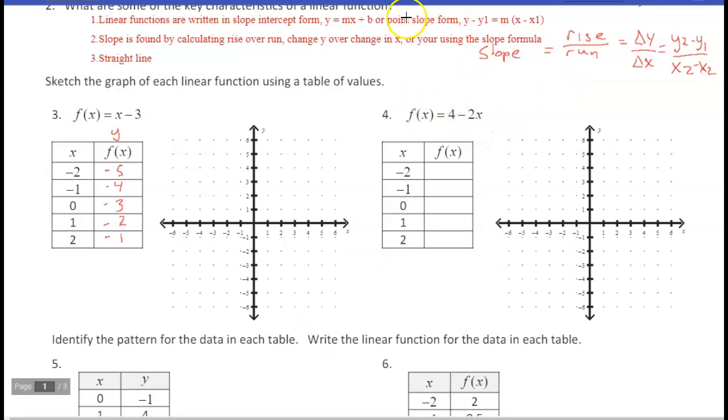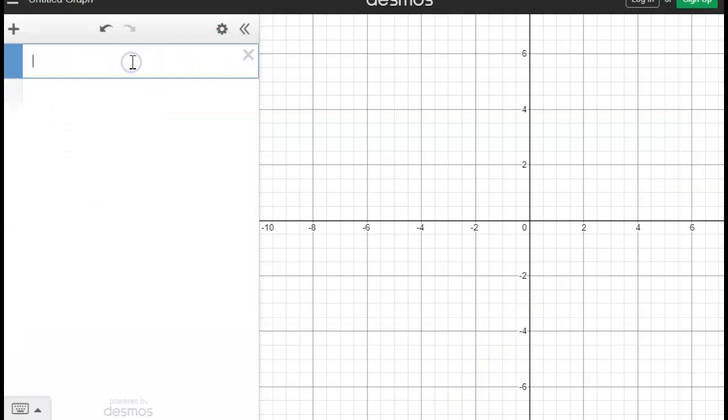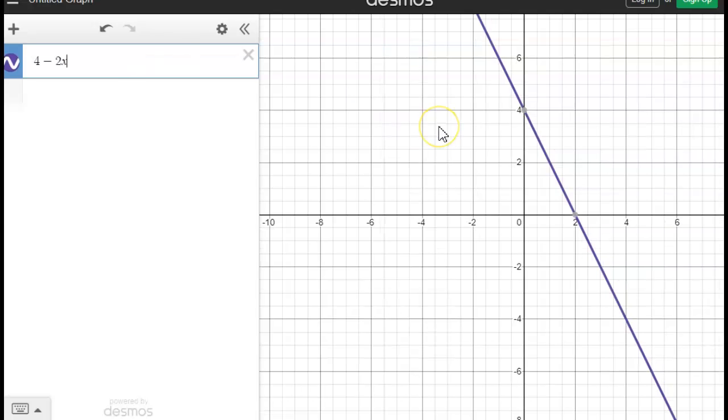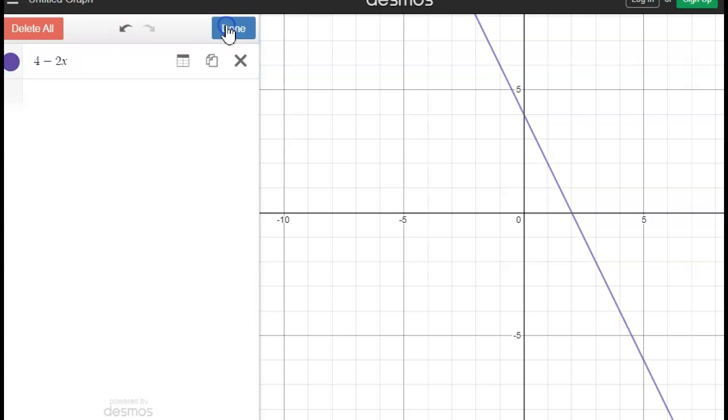And then our other one, 4 minus 2x. So I could come back over here to Desmos, x out of this, go 4 minus 2x. You'll notice my line is going down because it's a negative slope. We could also write that as -2x plus 4.